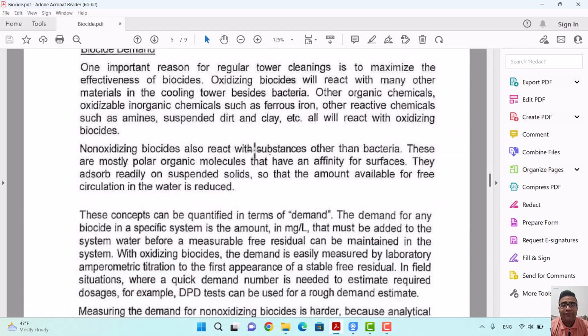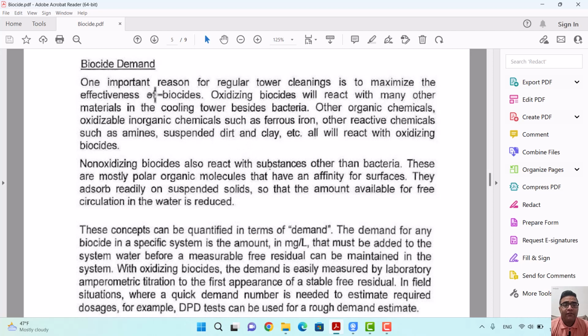Then here we have biocide demand. One important reason for regular tower cleaning is to maximize the effectiveness of biocides. Oxidizing biocide will react with many other materials in the cooling tower besides bacteria. Other organic chemicals, oxidizable inorganic chemicals such as ferrous iron, other reactive chemicals such as amines, suspended dirt, and clay, etc., all will react with oxidizing biocides.